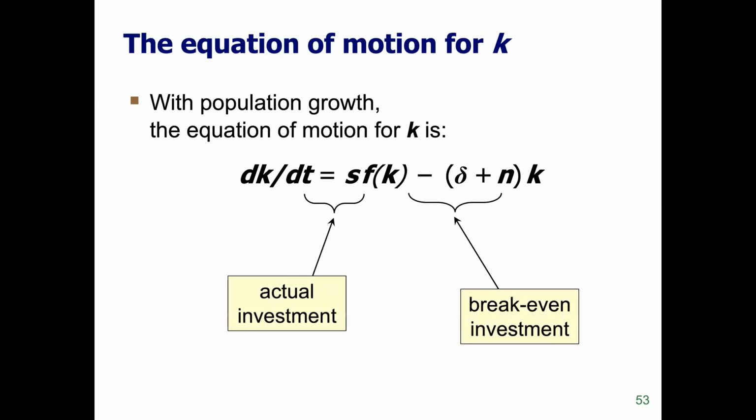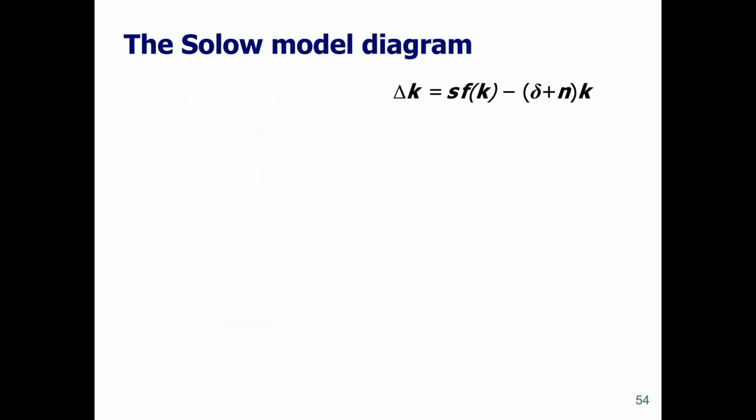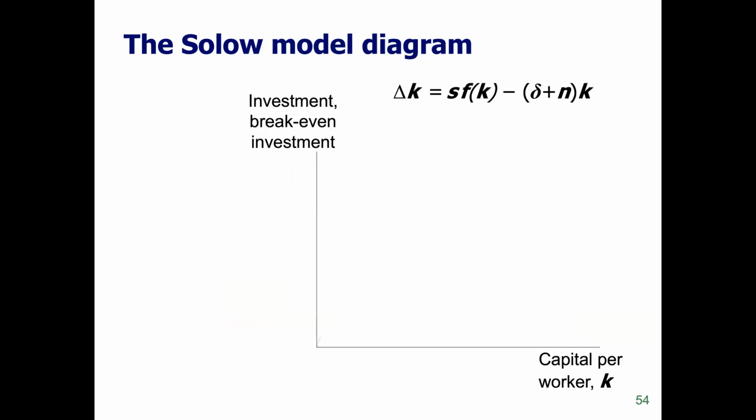We've got actual investment, and I'm sorry that bracket is in the wrong spot. It should be a little over to the right. Actual investment is sf(K) and break-even investment is (delta plus n)K. So again, the brackets are not in the right place, but sf(K) is actual investment and (delta plus n)K is break-even investment.